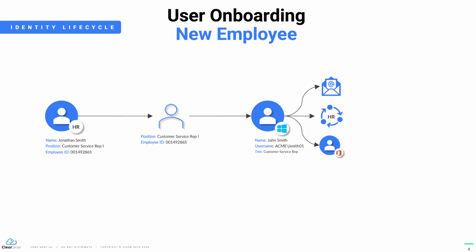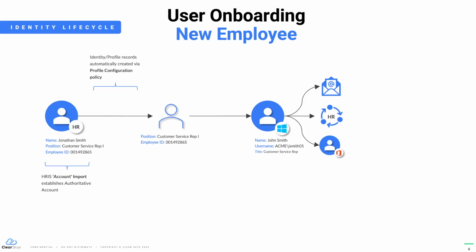Let's walk through an example of user onboarding with a new employee. On the left, we have a new starter called Jonathan Smith. He's a customer service rep with a unique identifier, employee ID. Imagine this is the Workday system of record. In this model, Workday is considered the authoritative source. The Workday worker record is imported into Clear Skye using the Workday connector.